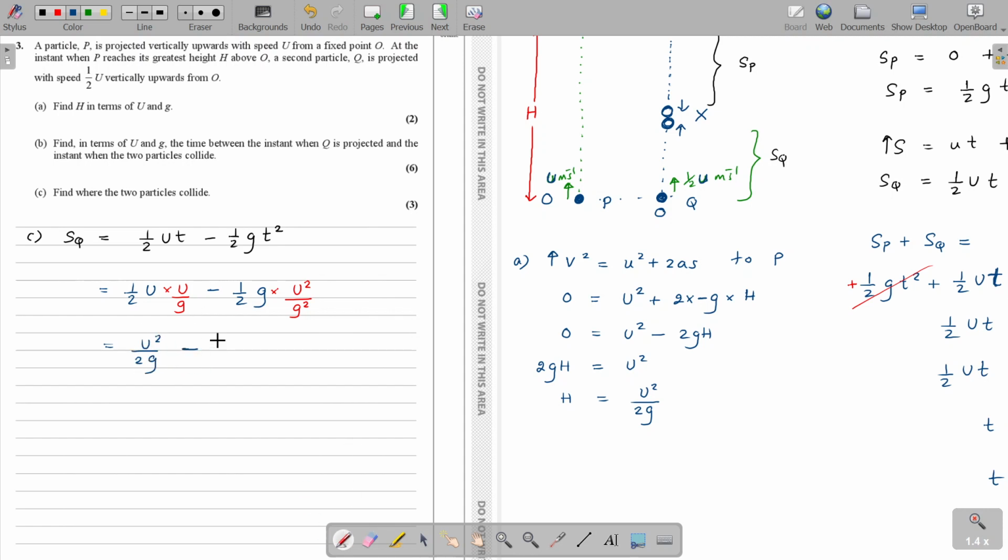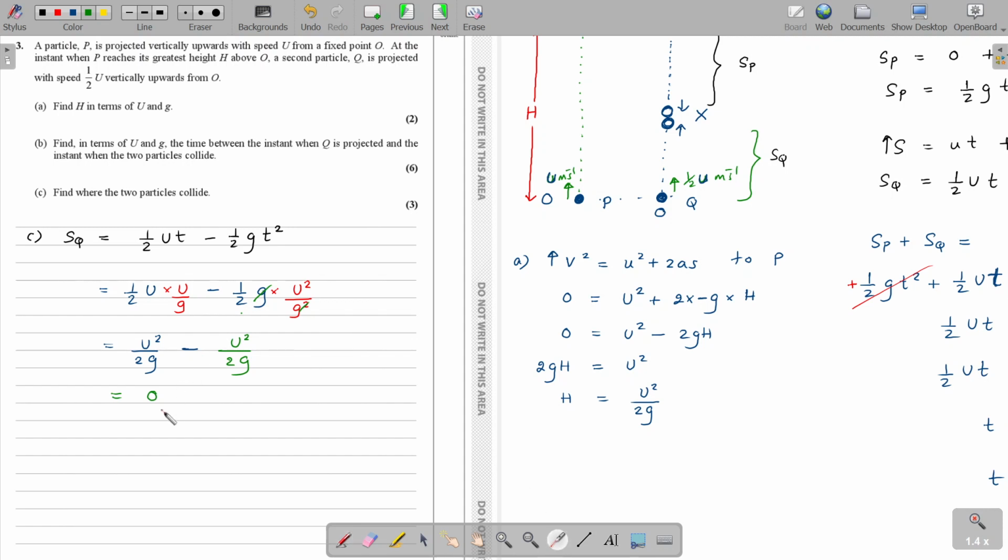In here, minus a G will cancel out. Can you see one G term will cancel? And I get on top U square over the 2 and G multiplies 2G. So U square over 2G minus U square over 2G gives me 0. So displacement of Q above the ground when the particles collide is 0.